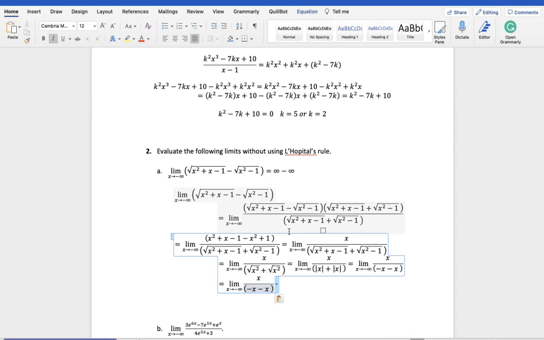Right, sorry about that. So then you can simplify the limit to be as x tends to negative infinity of x over negative 2x, right? And the x can cancel, and then you'll have the limit as x tends to negative infinity of negative 1 over 2, which will just give you negative 1 over 2.